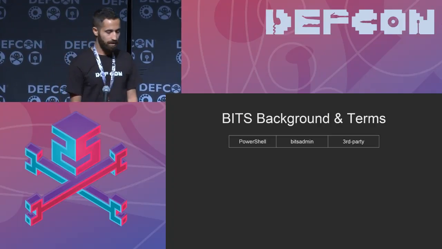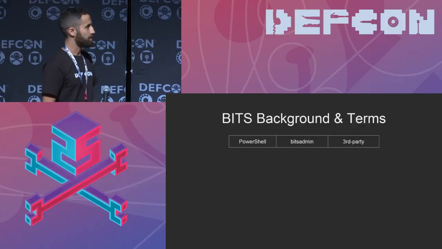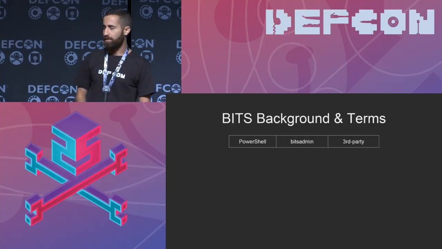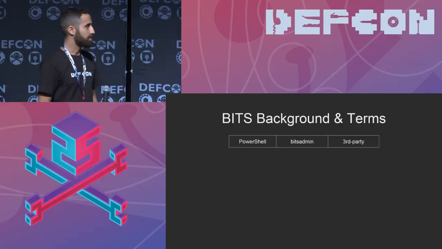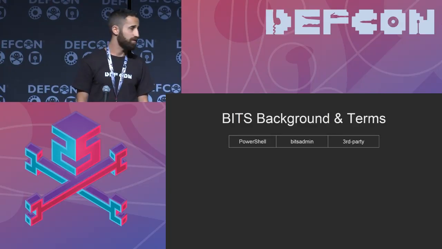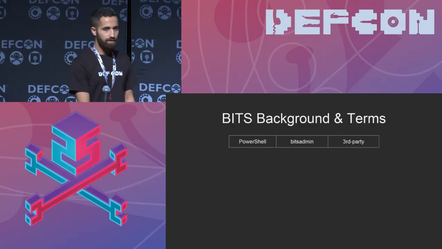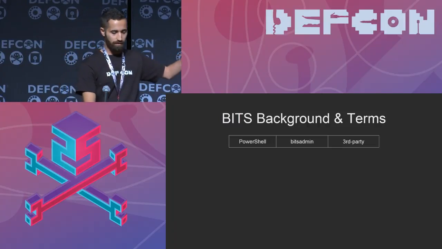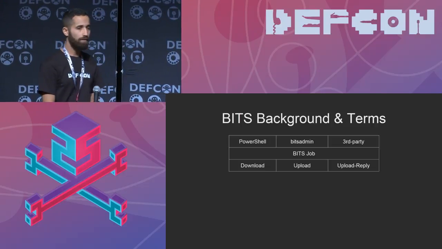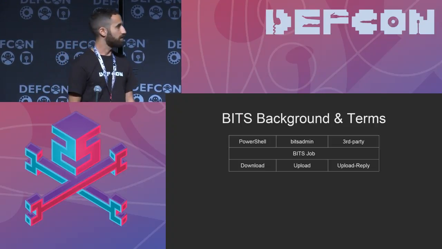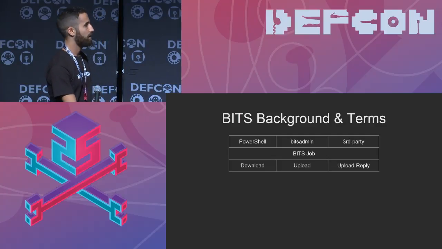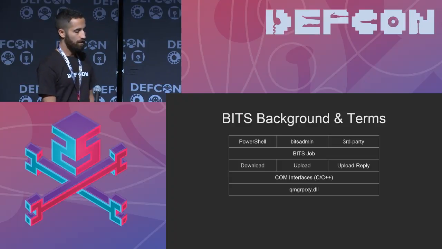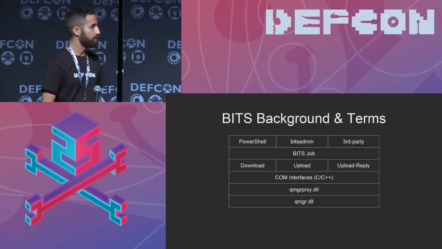BITS can be used by many different programs and utilities. There's a built-in utility in Windows called BITSAdmin. It is now deprecated, and you can use the PowerShell cmdlets to control BITS in the recent versions. You can also use one of the third-party apps or create your own. So BITS jobs are added from many different sources. All of them are either of one type, a download and upload or an upload reply. They're all using the COM interface, using the QMGR proxy that proxies the calls to the real implementation at QMGR DLL.